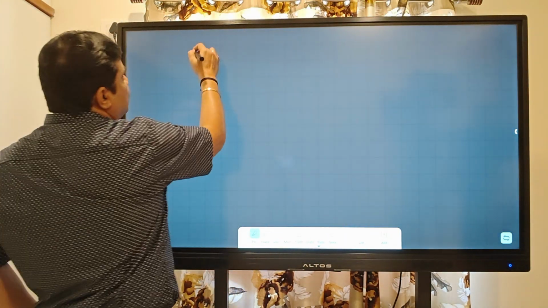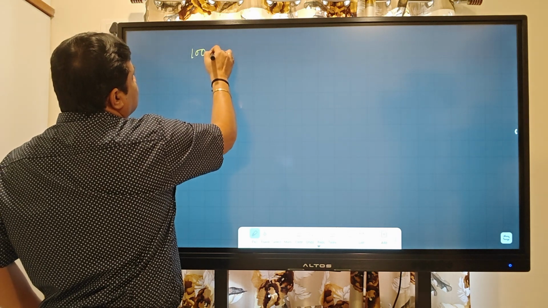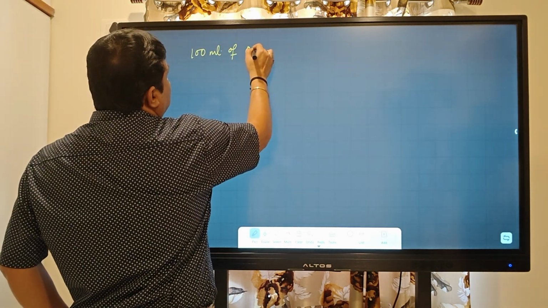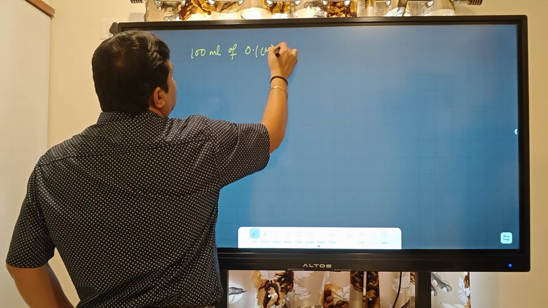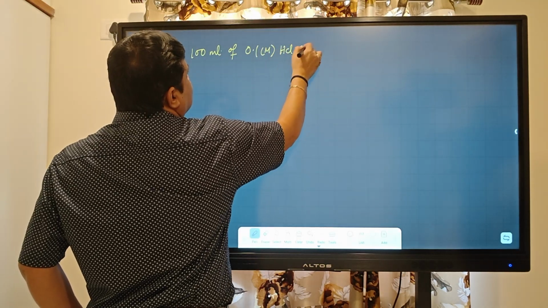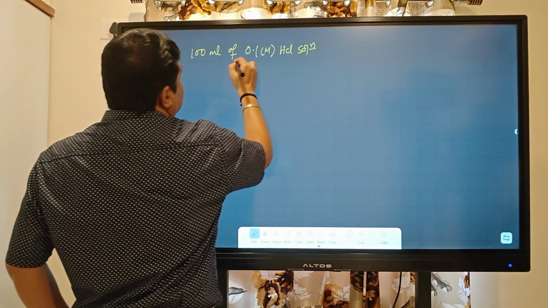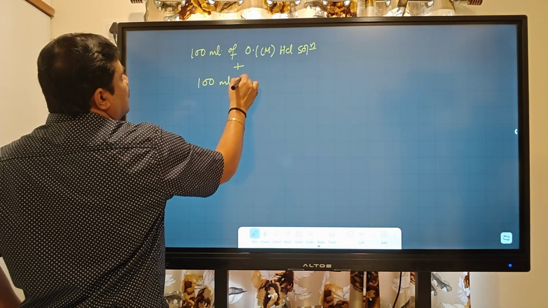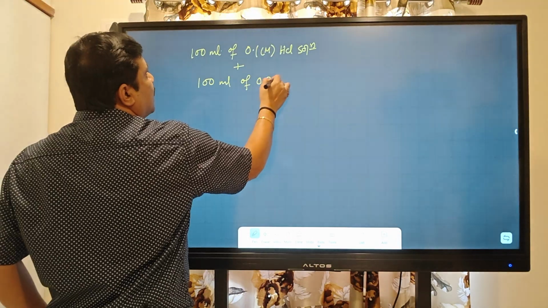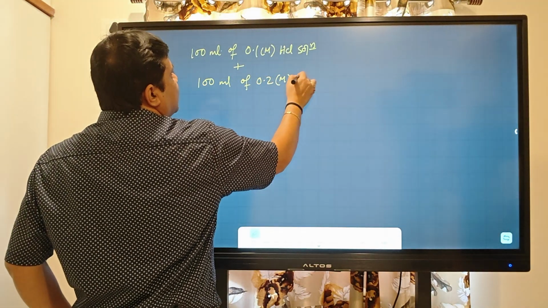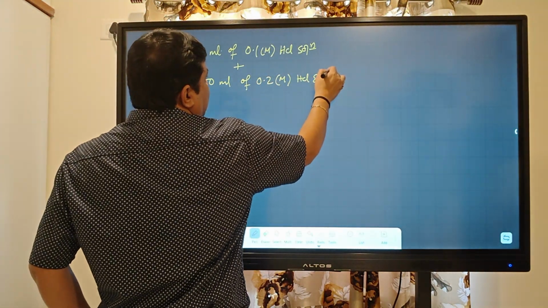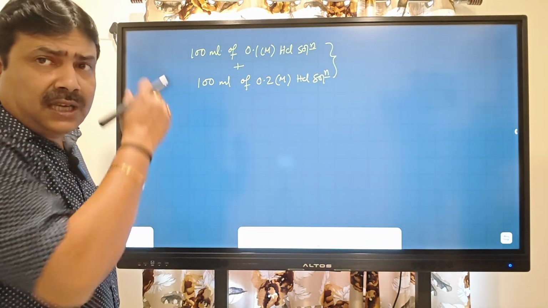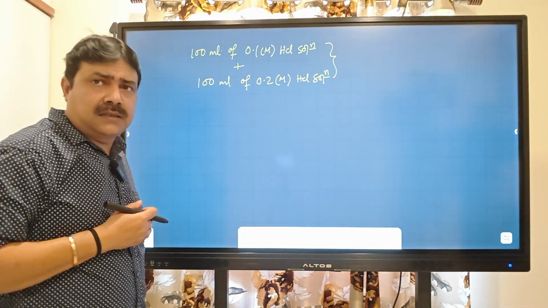So they will give a problem like this: 100 ml of 0.1 molar HCl solution mixed with 100 ml of 0.2 molar HCl solution. Suppose here if they give H2SO4, they cannot ask for that resultant molarity. Both the solutes will be the same, like HCl.